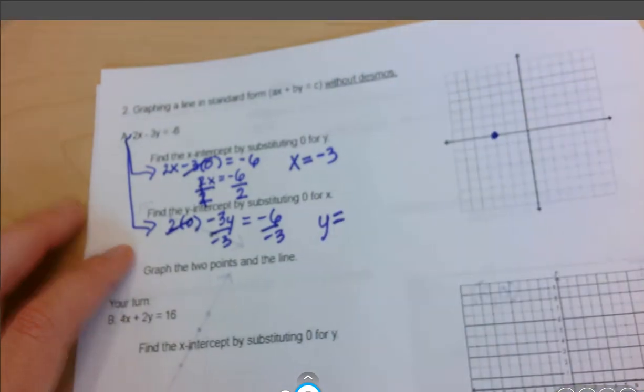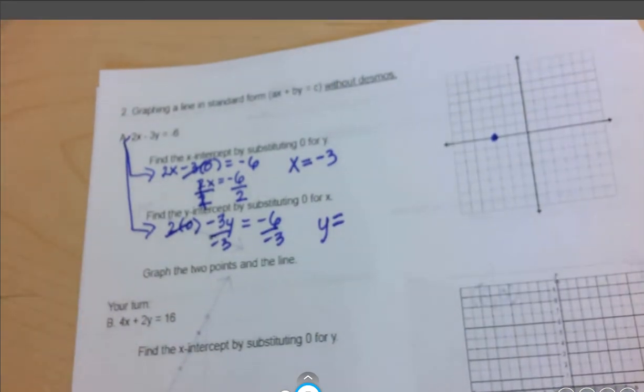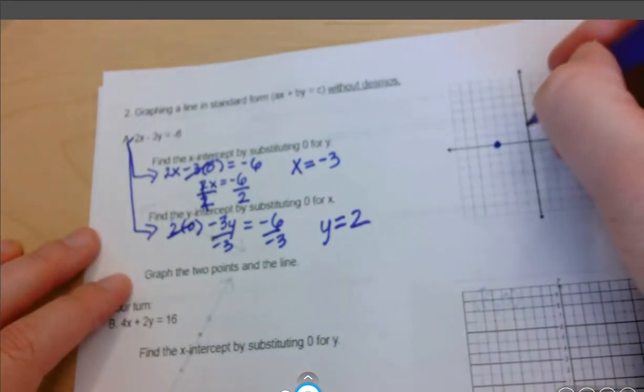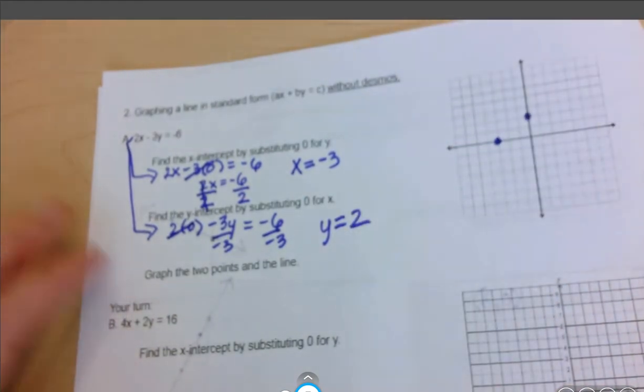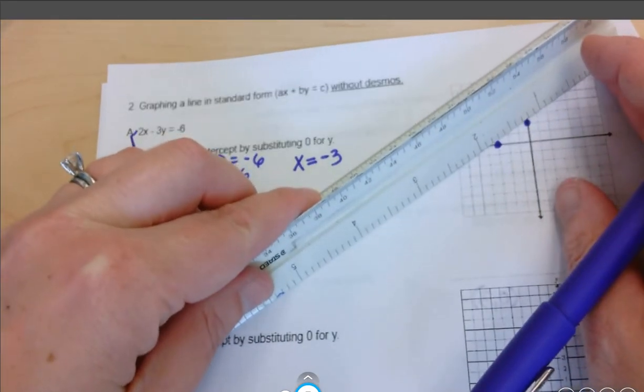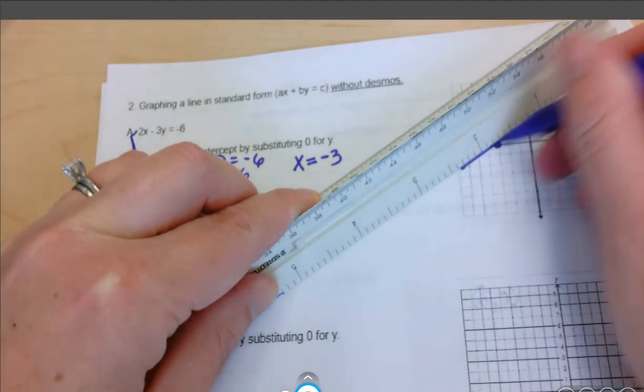Y equals 2, good. Hey Cameron, can you keep your mask up, please? Thank you. That's your y-intercept. So put it here. All right, and then once you have those 2 points, you can draw the line through them. Go to negative 3, 0 here.